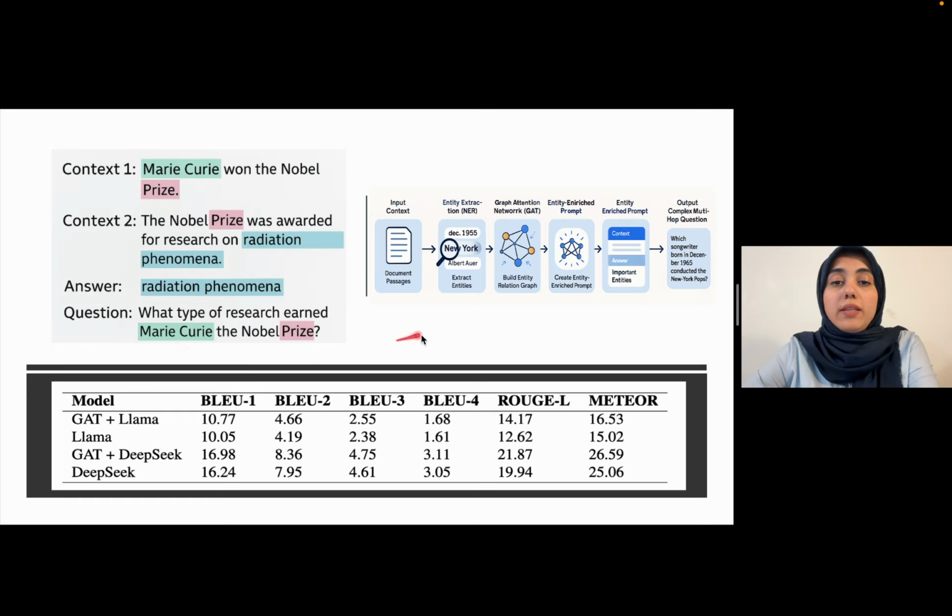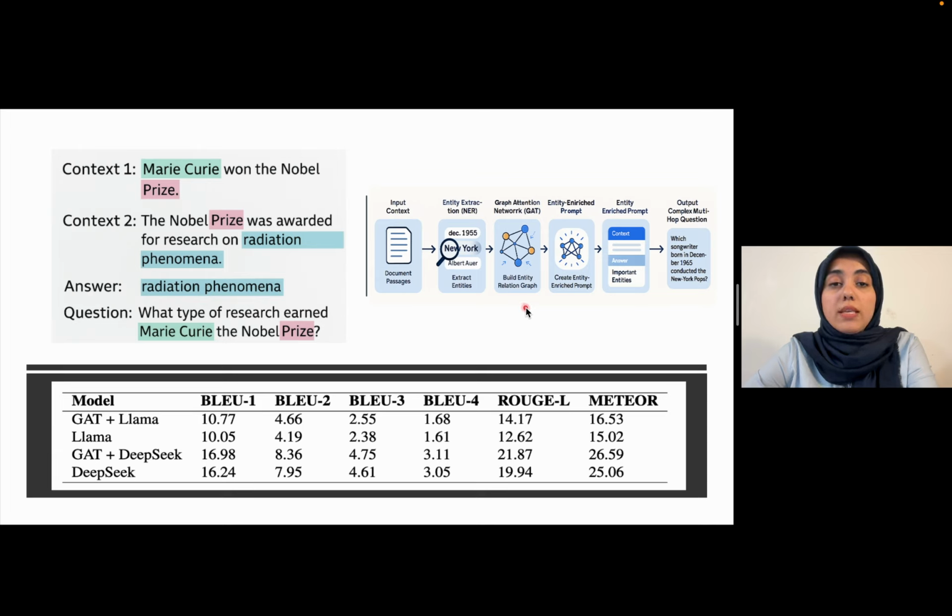To solve this, I designed a graph-guided approach. First, I extract entities from the input context using named-entity recognition. These entities are used to build a graph, in which each node is an entity and the edges represent their semantic or co-occurrence relationships. This graph captures how different parts of the context are connected.